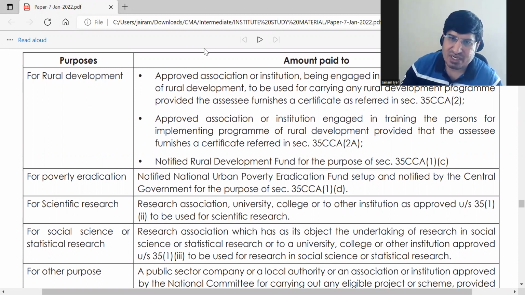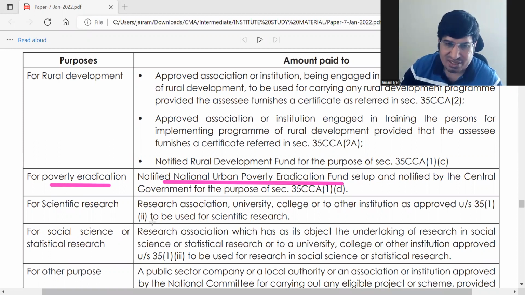So rural development is the first thing. Then it is poverty eradication. So it's given to notified national urban poverty eradication fund. ठीक है, he has given donation to notified national urban poverty eradication fund. ठीक है, just look for reference to poverty eradication. ठीक है, that is enough.